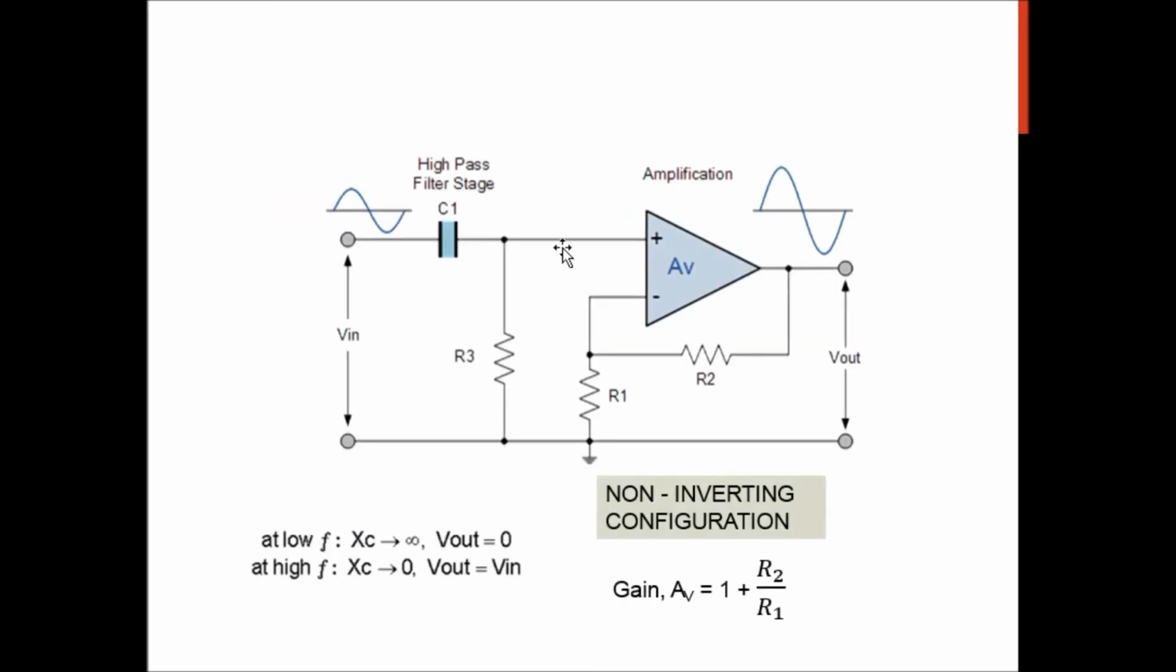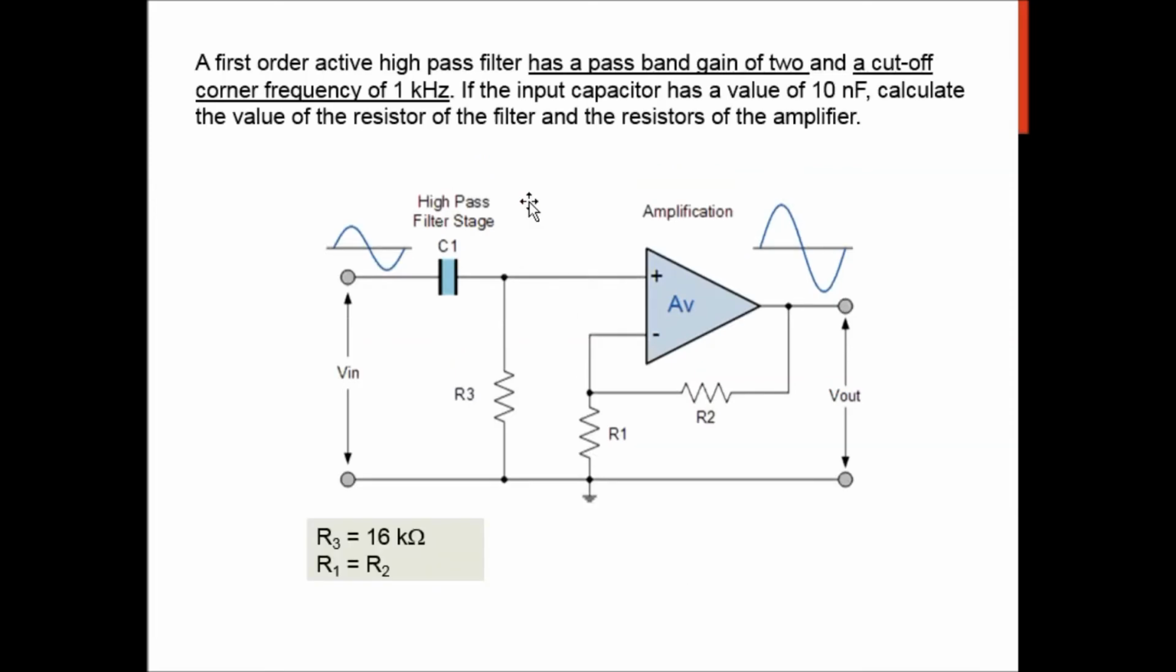So similarly, for high pass filter, you can also amplify the output of a high pass filter using the same configuration, non-inverting. And in this example, again, this is a high pass filter. It stated that it has a pass band gain of 2, which means that the gain AV is 2 and a cut-off frequency of 1 kHz. I will show the solution as well.